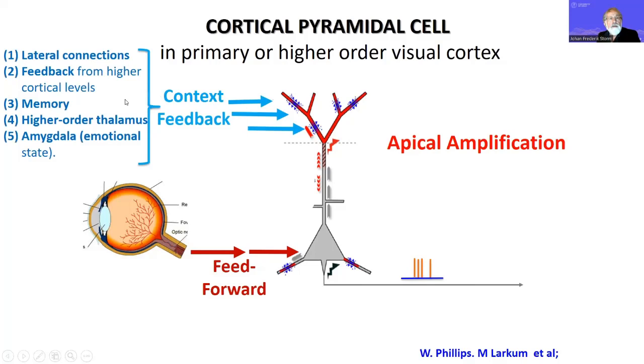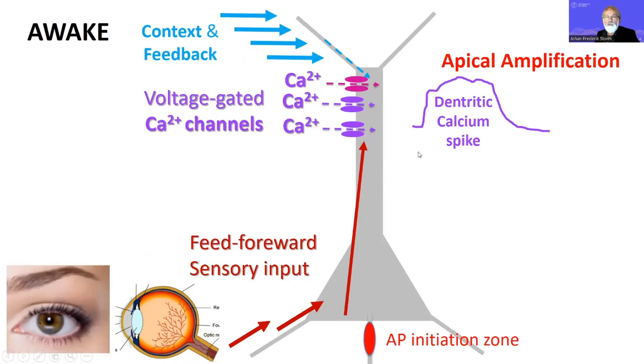And this context consists of lateral connections from other parts of the visual field and other sensory areas, feedback from higher cortical areas, various forms of memory, higher order thalamus and amygdala signaling the emotional state of the animal or the individual. And what's really happening here is that this feedforward input combined with the contextual feedback input together is able to depolarize the distal part of the apical dendrite sufficiently to activate a bunch of different voltage-gated calcium channels out there to generate a dendritic calcium spike or plateau.